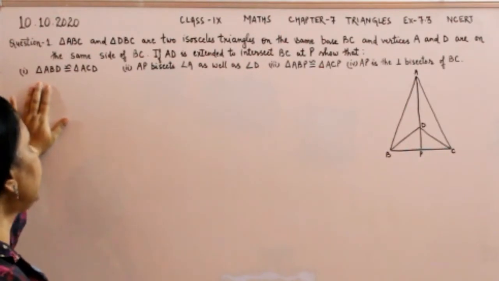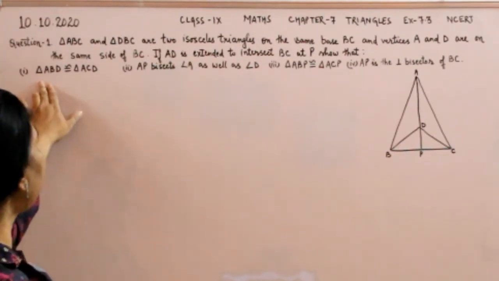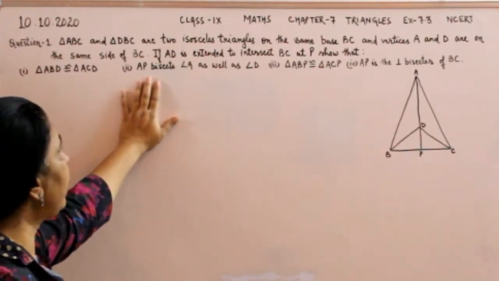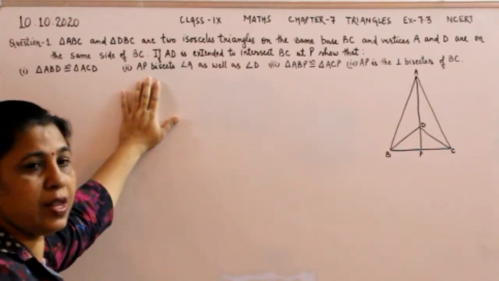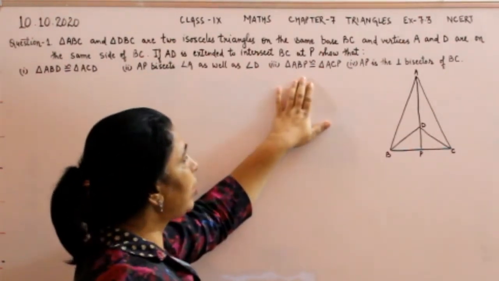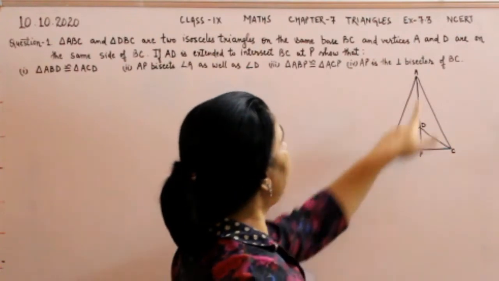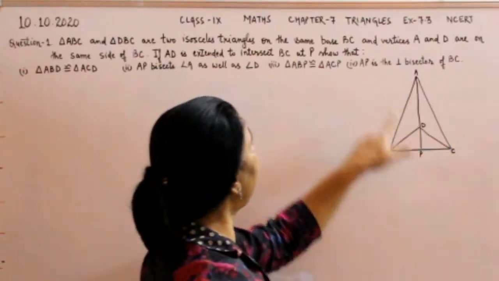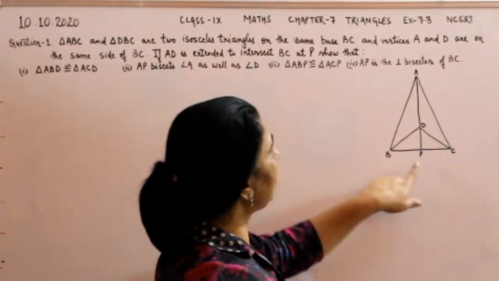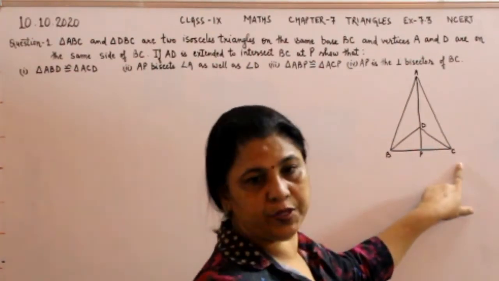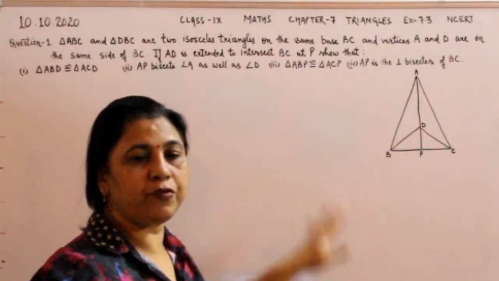First, triangle ABD is congruent to triangle ACD. Second, AP bisects angle A as well as angle D. Third, triangle ABP is congruent to triangle ACP. And fourth, AP is the perpendicular bisector of BC. So these four things we have to prove.